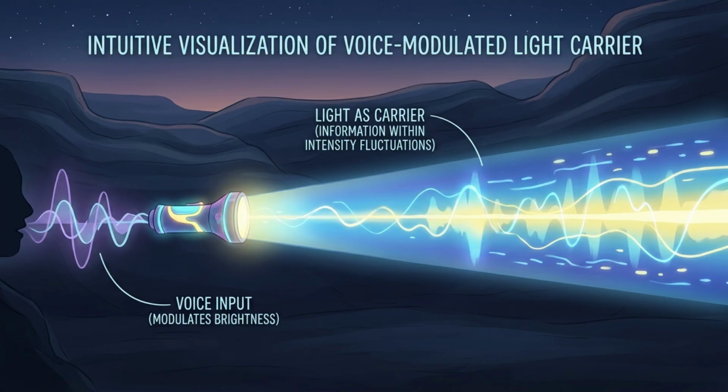Intuitively, imagine shining a flashlight whose brightness changes with your voice. The light itself represents the carrier, while its changing brightness carries the information. The light continues to travel normally, but its intensity now contains your message.